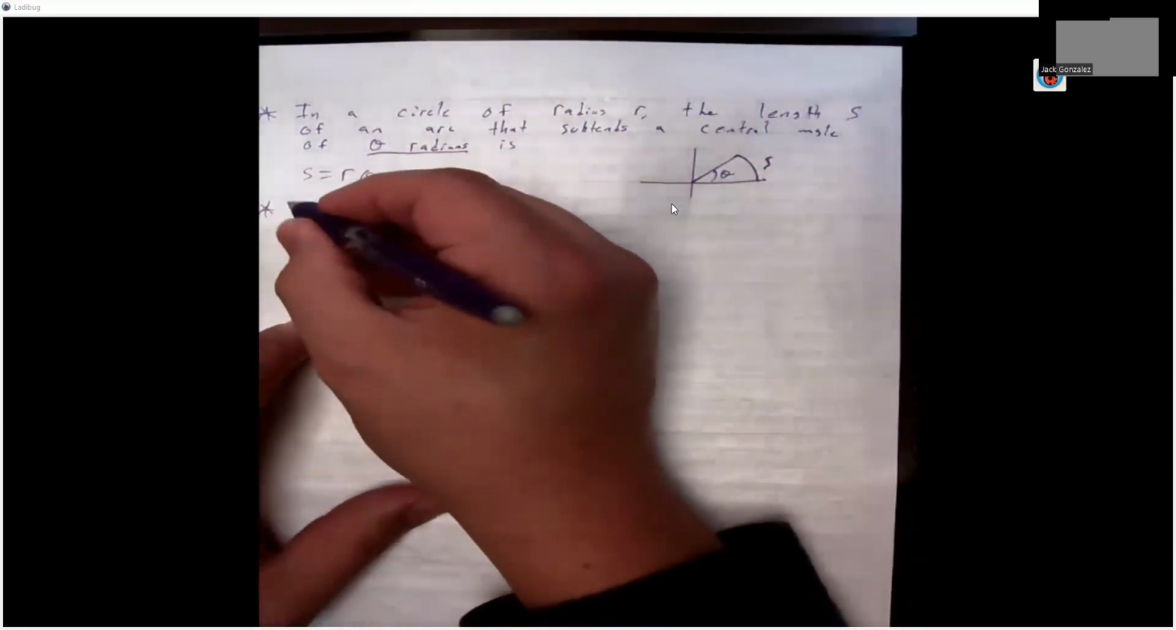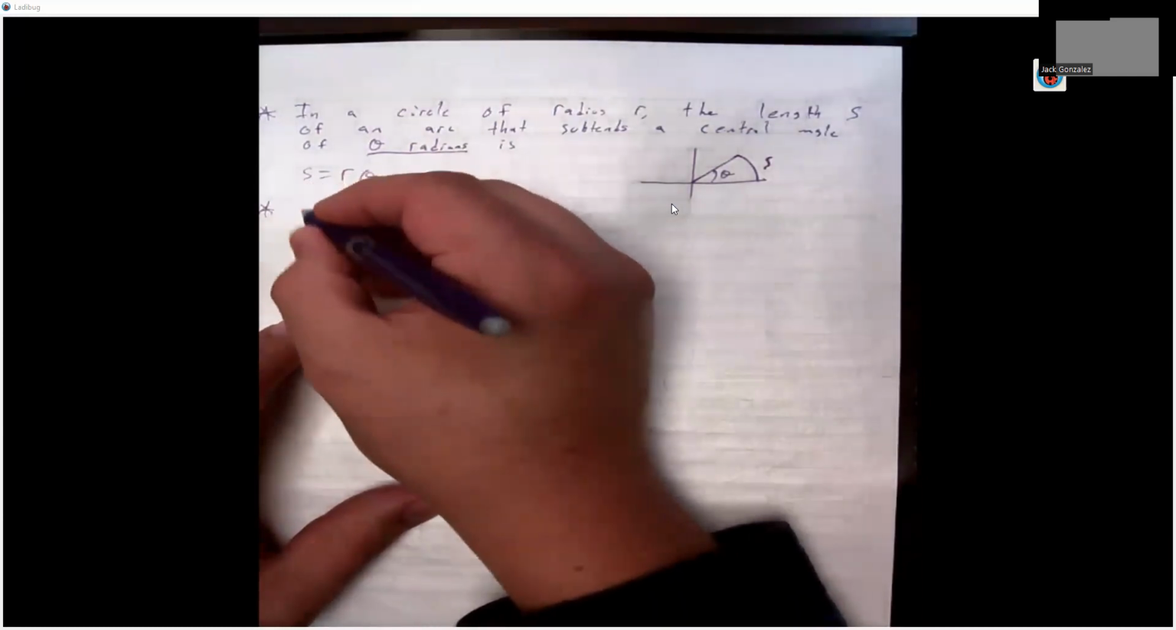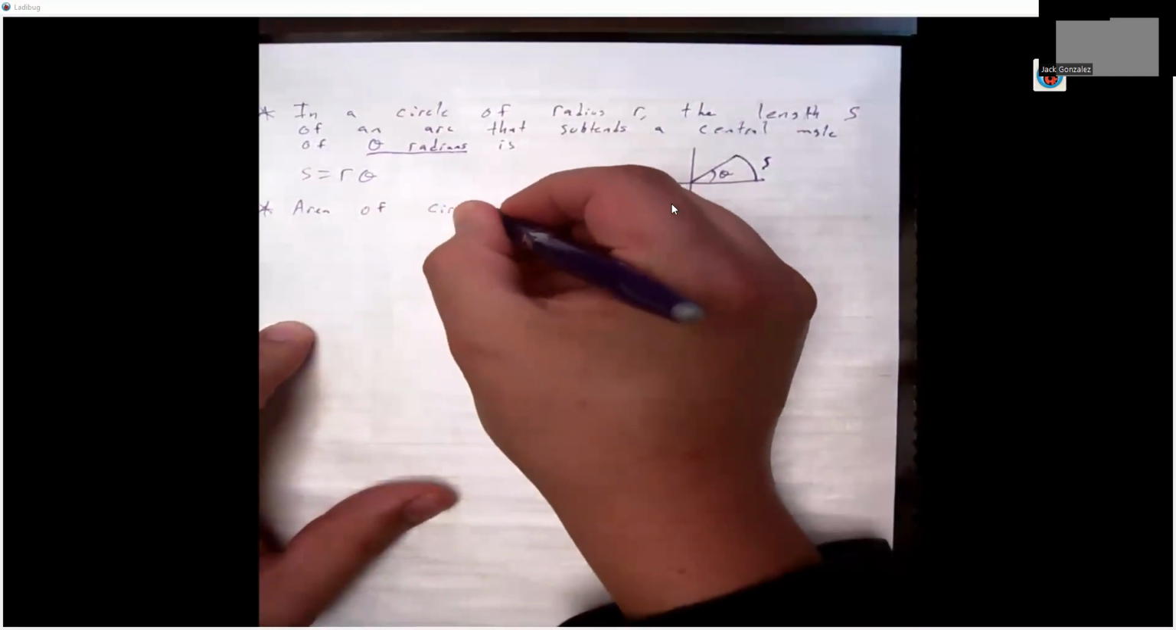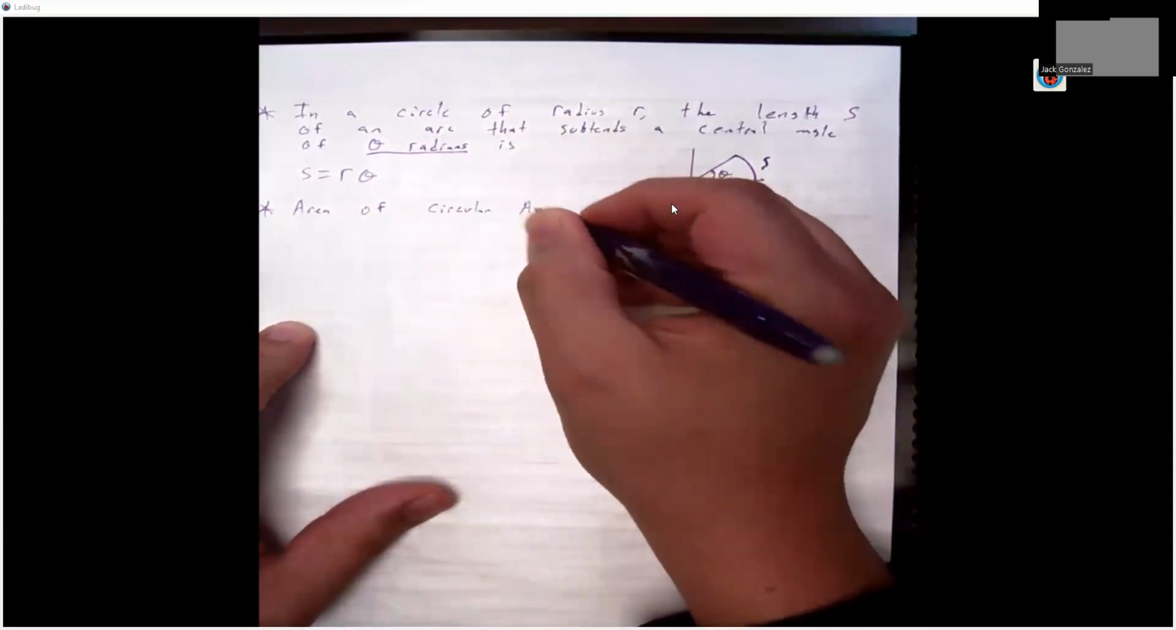Same thing for area. Area of the circle has the same intro, so I'm not going to write it again. Area of a circular sector, the area will be equal to 1/2 r squared theta. So basically, they look at this sector as just a chunk of the circle. When they say sector, it's kind of like a little slice of the pie, right? The area of that slice is this.